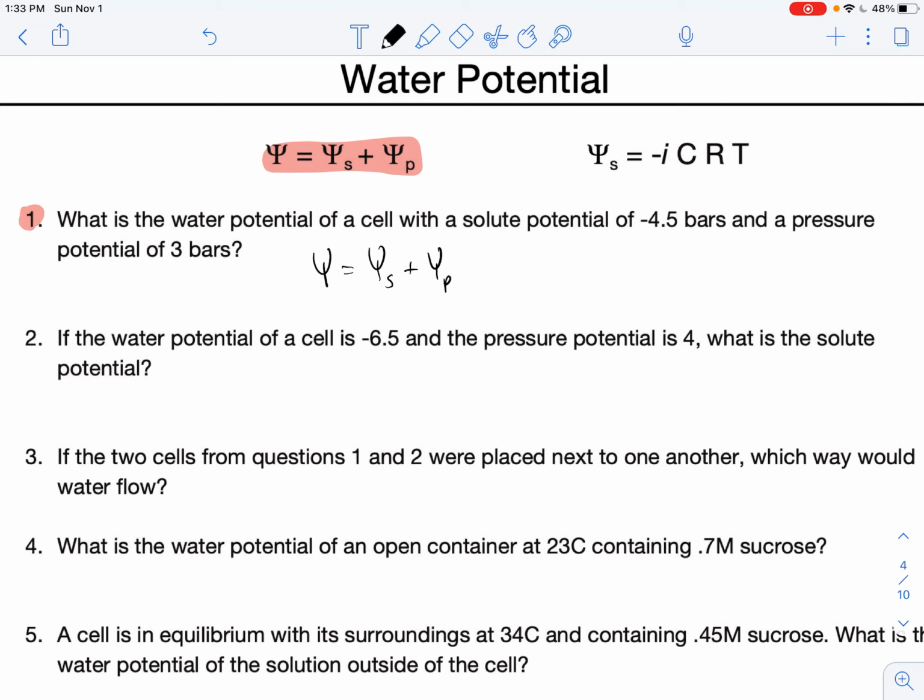Zoom in a little bit. So it's just negative 4.5 plus 3 equals, in this case, negative 1.5 bars. Always double check. Remember, your answer has to be a negative number. So you screwed up if you get a positive, of course.